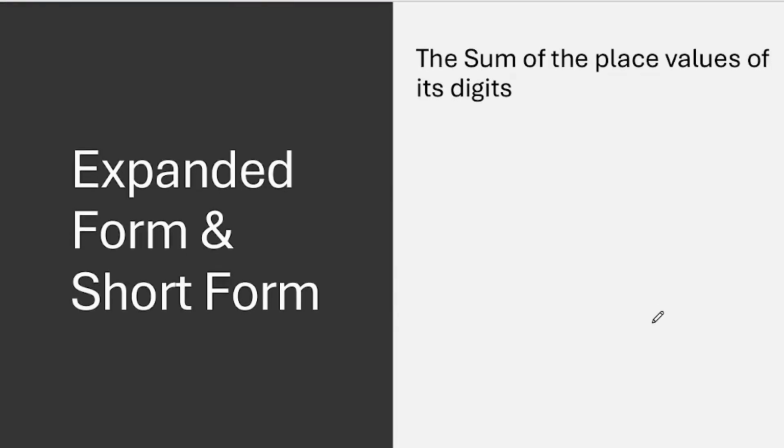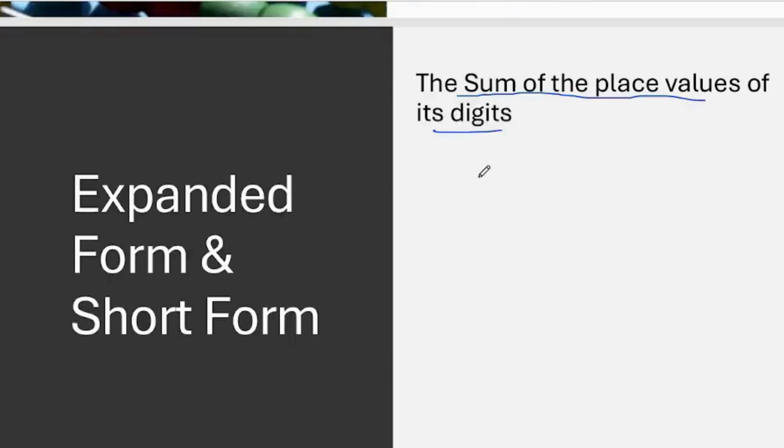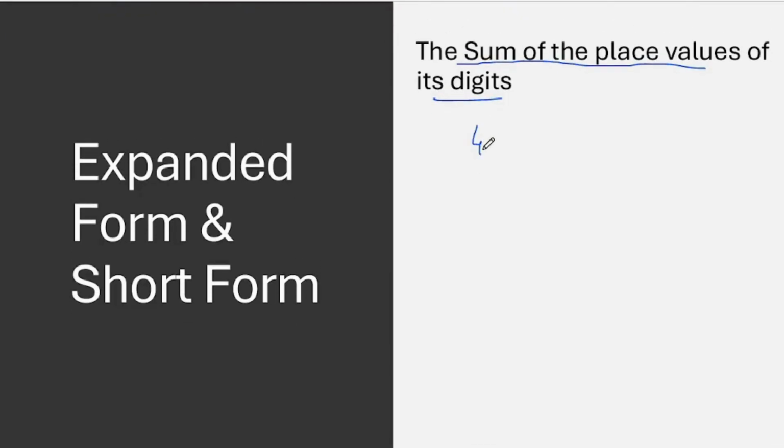Now there is one more topic and then we will do a few exercise questions. Expanded form and short form. What is expanded form? Expanded form is the sum of the place values of its digits. I just explained that to you. Let's take the example of 4123 from the previous abacus. This is the short form of the number.